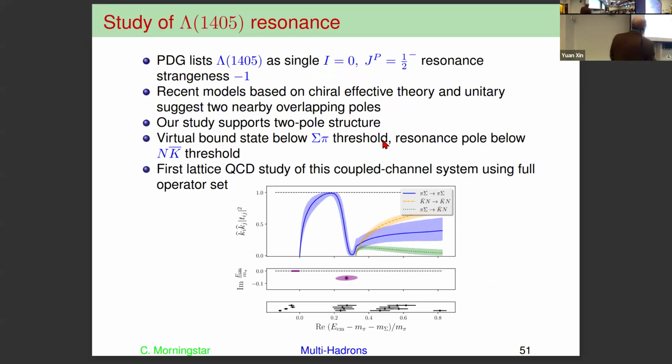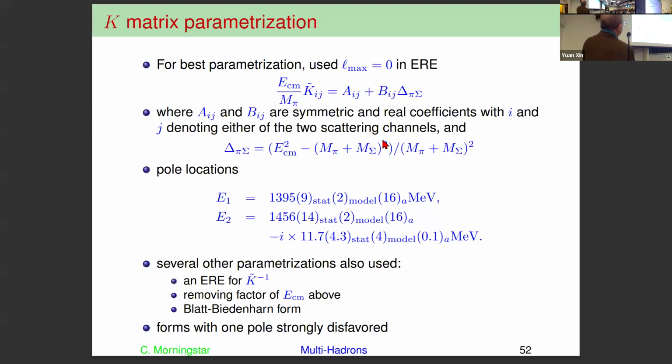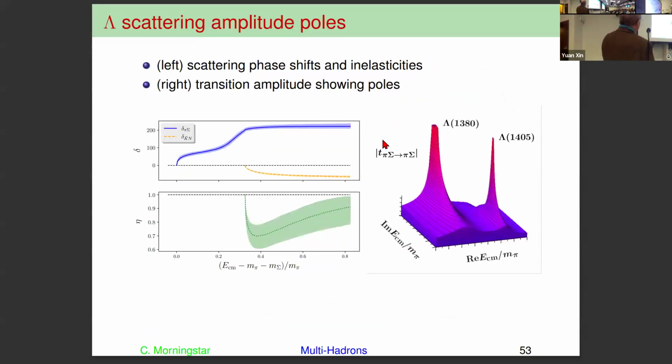So here are the poles. Here are the threshold factors, and then the scattering amplitude squared. So you can see the different channels kicking in. These are the 2 poles that we found. So this isn't quite physical yet, it's a 200 MeV pion. And so here's more details if you're interested. Look at the slides. So here are the phase shifts for the 2 different channels, and then the inelasticity.